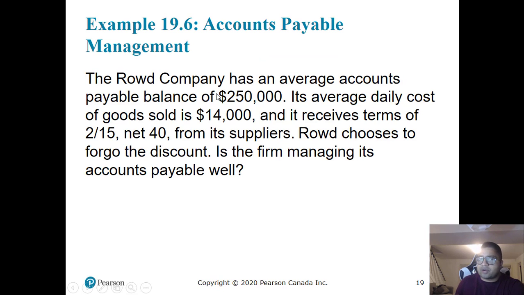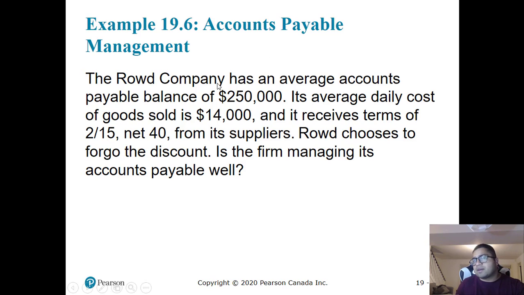So the Crowd company has an average account payable balance of 250,000. Its average daily cost of goods sold is 14,000 and it receives a payment term of 2/15 net 40. It chooses to forego this discount, so they don't take this discount. Is the firm managing its account payable well? So what is the key point? If you're taking the discount, you should pay on the 15th day. If you're not taking the discount, you have to pay on the 40th day. So you have to delay the payment as much as possible, either way.